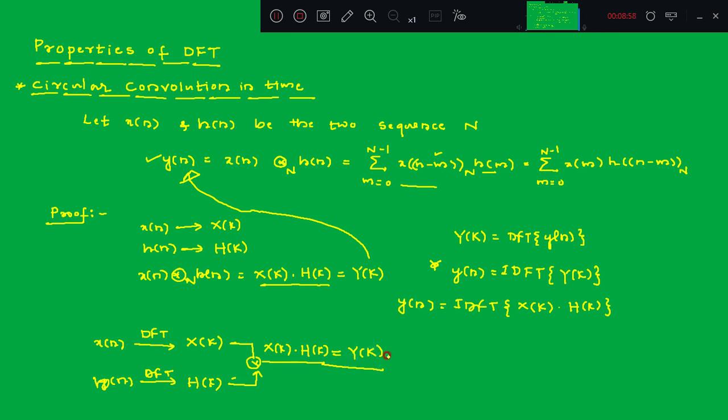Now how to get the convolved sequence in the time domain, y of n, from this y of k? If you take the IDFT of y of k, we will get y of n, and this y of n is the n-point circular convolution between x of n and h of n, and this method is known as Stockham's method.